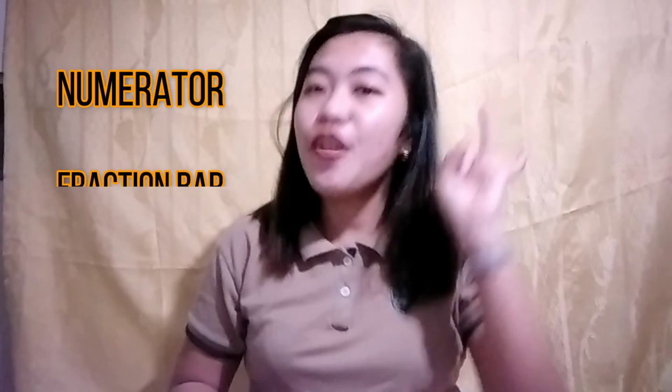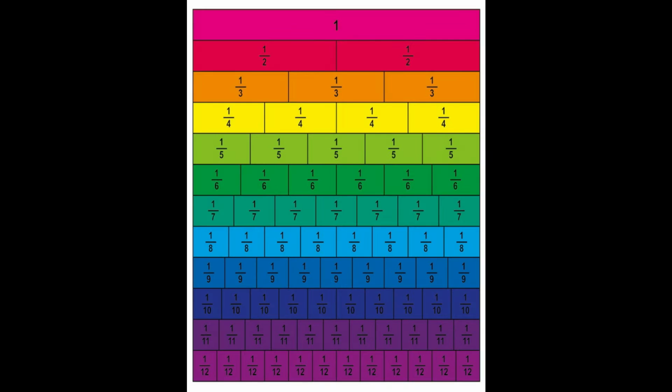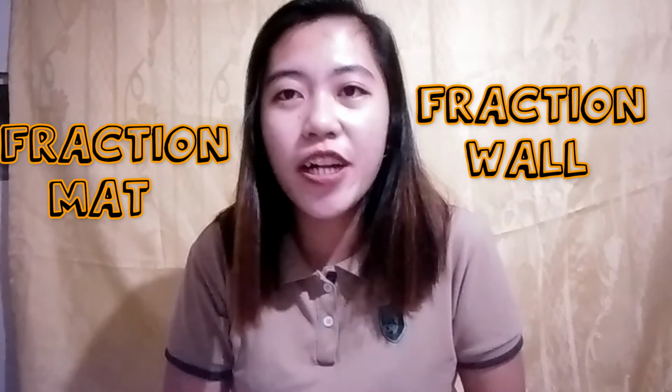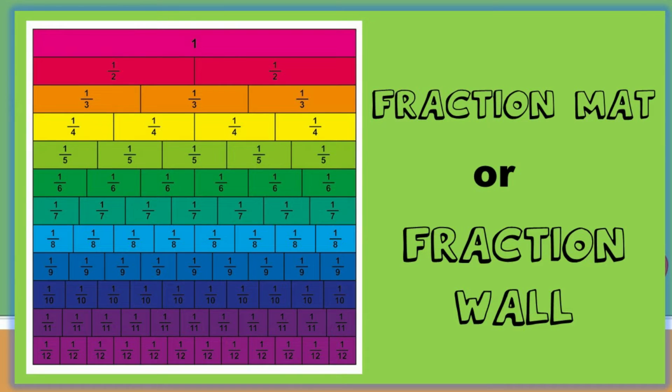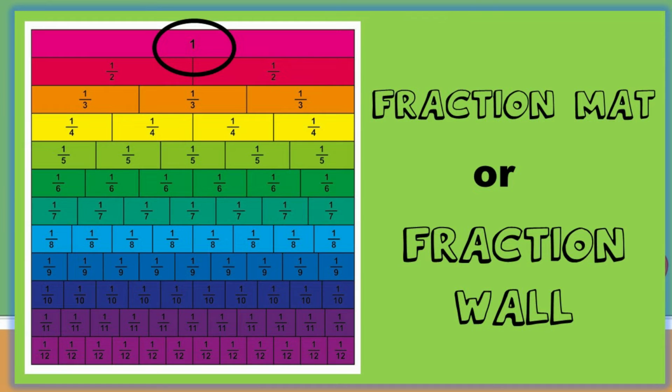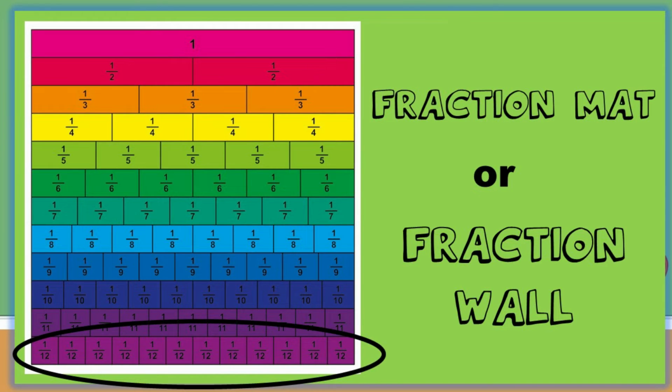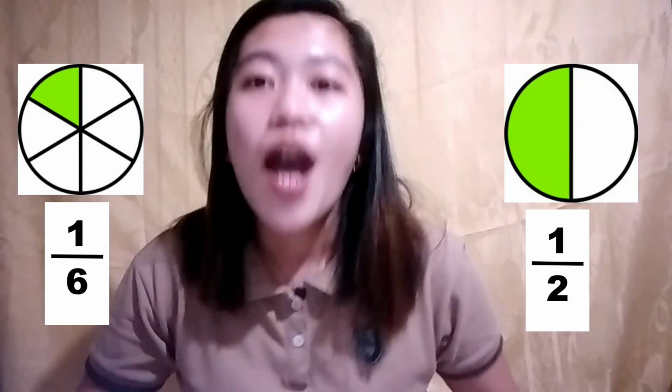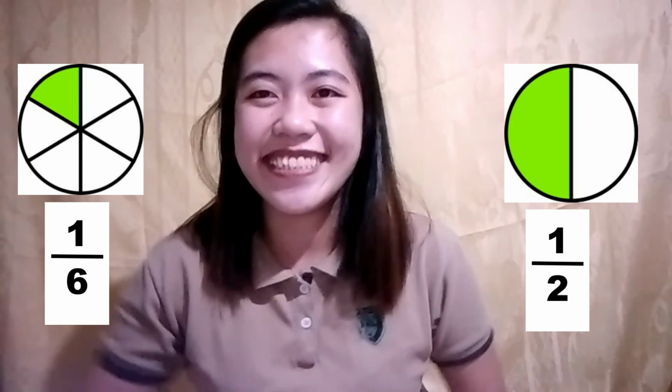Now, we already know what are the 3 parts of fractions. We have the numerator, the fraction bar, and the denominator. Do you still remember this one? Yes, very good. This is what we call fraction mat or fraction wall. As you can see, we have the 1 whole until 1/12. As you can observe, the bigger the denominator, the smaller the equivalent.